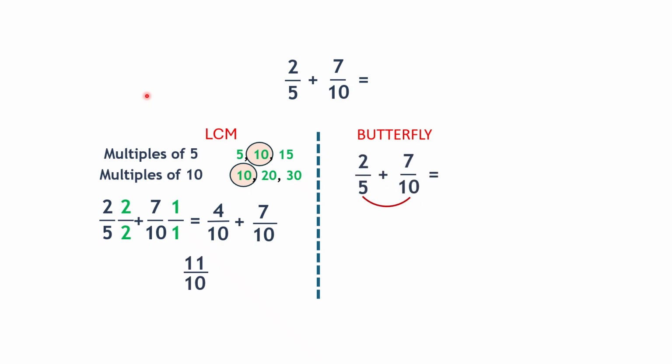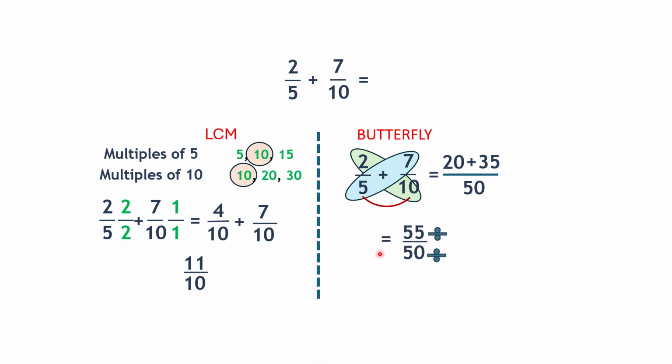Now to do the butterfly, multiply this, it's 50, multiply this, it's 20, plus 7 times 5 is 35, and then add them. 20 plus 35 is 55 over 50. Now 55 and 50 can be divided by 5. So 55 divided by 5 is 11, 50 divided by 5 is 10. So it's 11/10. But it's better not to write it like an improper fraction. Make this a mixed number. How many times does 10 go into 11? It goes 1 time. The remainder is 1/10. So it's 1 and 1/10.